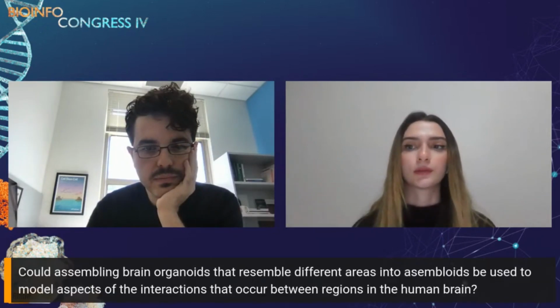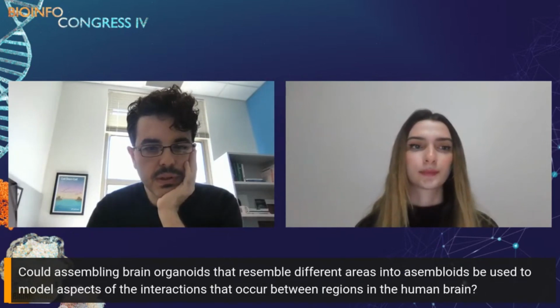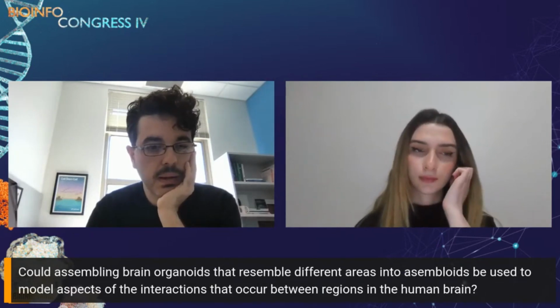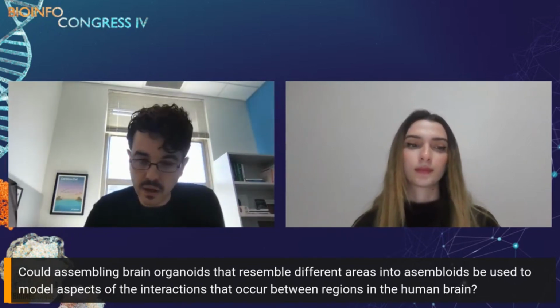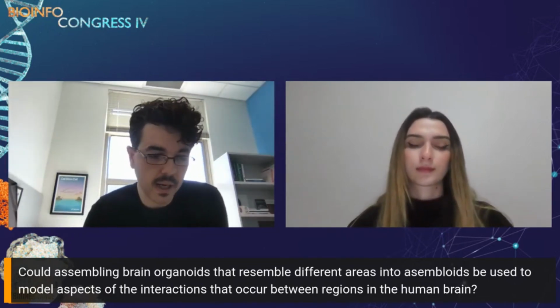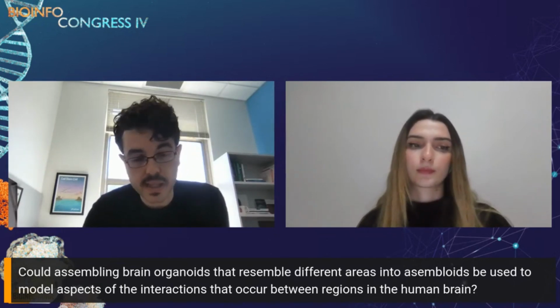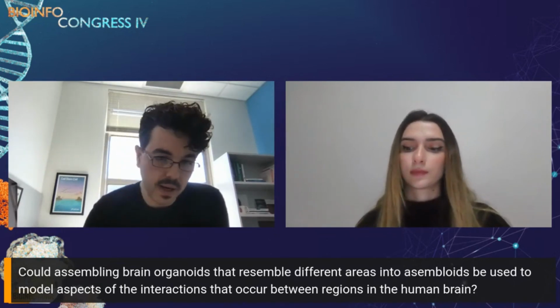Could assembling brain organoids that resemble different areas into assembloids be used to model aspects of the interactions that occur between regions in the human brain? Yes, that is our ultimate goal, to be able to model exactly this, the interactions that arise between regions.